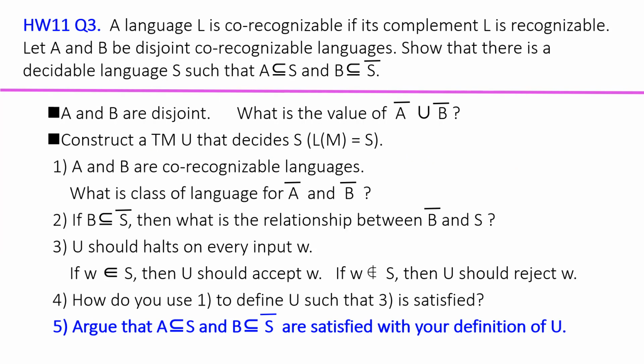Now it's time for hints on problem 3 of homework 11. A language L is co-recognizable if its complement L bar is recognizable. Let A and B be disjoint co-recognizable languages. Show that there is a decidable language S such that A is a subset of S and B is a subset of S complement. This problem asks you to explicitly give the decidable language satisfying the conditions.